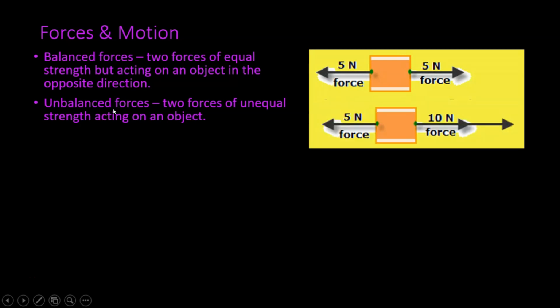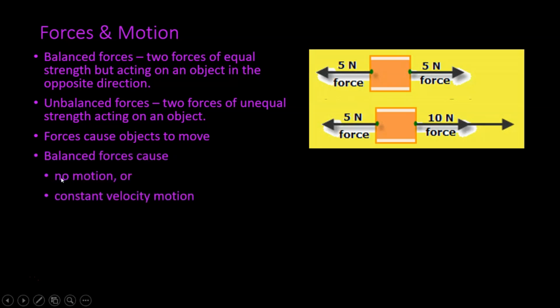We have unbalanced forces, and those are two forces of unequal strength acting on an object. They may or may not be in the exact opposite directions. In this case they are, but they don't have to be. So we have a 10 Newton force pulling to the right, and we have a 5 Newton force pulling to the left. They're unequal in strength, so these are unbalanced forces. And this is important because this tells us the type of motion. Forces cause objects to move. It's one of the most important concepts to remember in this course.